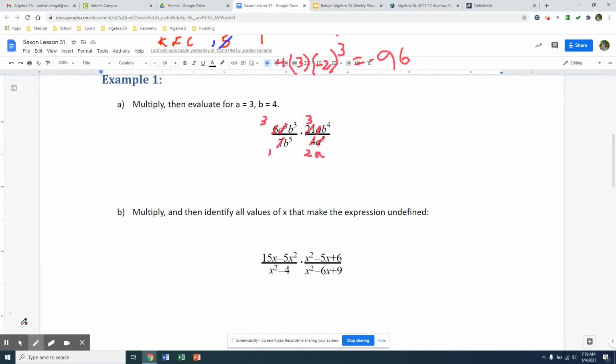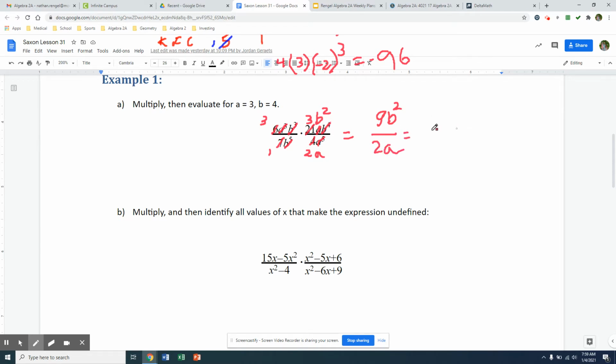Now up in my numerator, I look at my b's. I've got b to the 3rd and b to the 4th. That's going to be b to the 7th. That's going to cancel out with b to the 5th down here. So these 5 b's in the denominator will cancel out 5 in the numerator. I still have a b squared left in my numerator. Now we can multiply it out. We're going to have 9b squared over 2a.